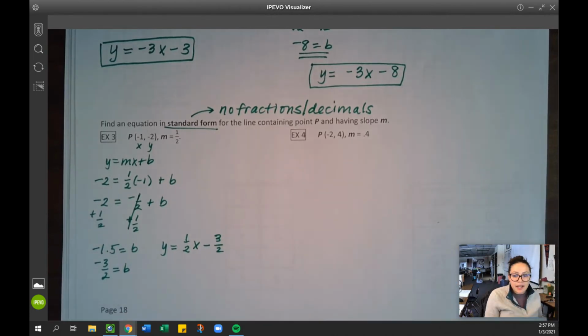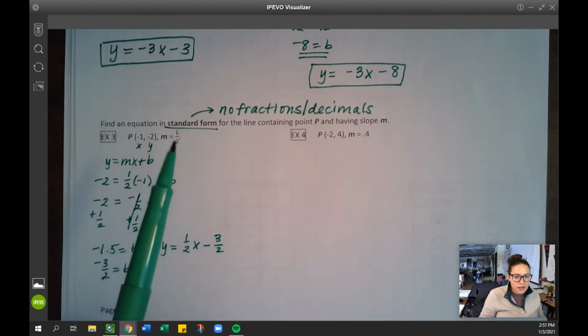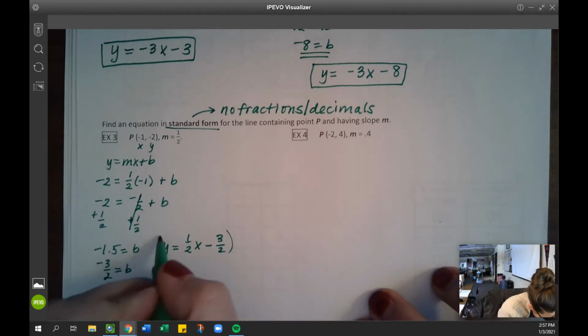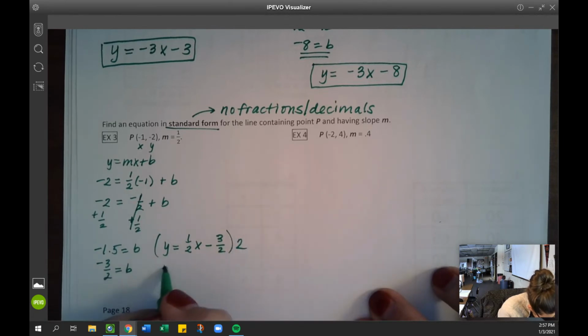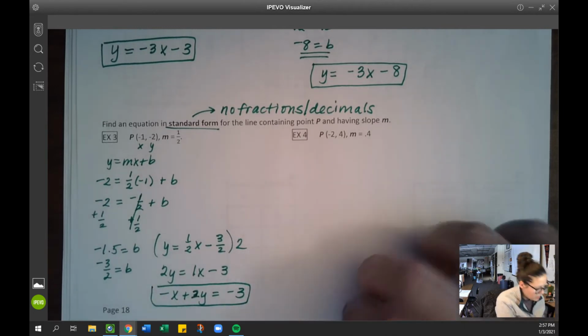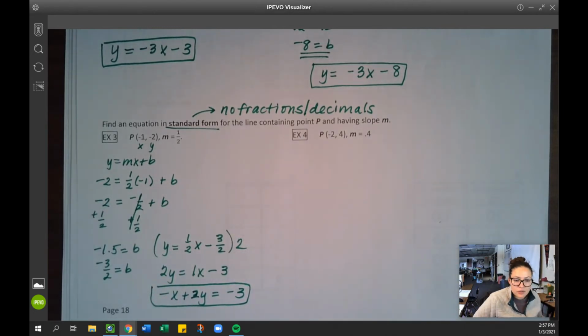But I'm not done because we have to write our answer in standard form. However, we've practiced how to switch back and forth between slope-intercept and standard form. So I'm going to clear my fractions, which gives me 2y equals 1x minus 3. And then I'm going to subtract x from both sides. So we have -x plus 2y equals -3.